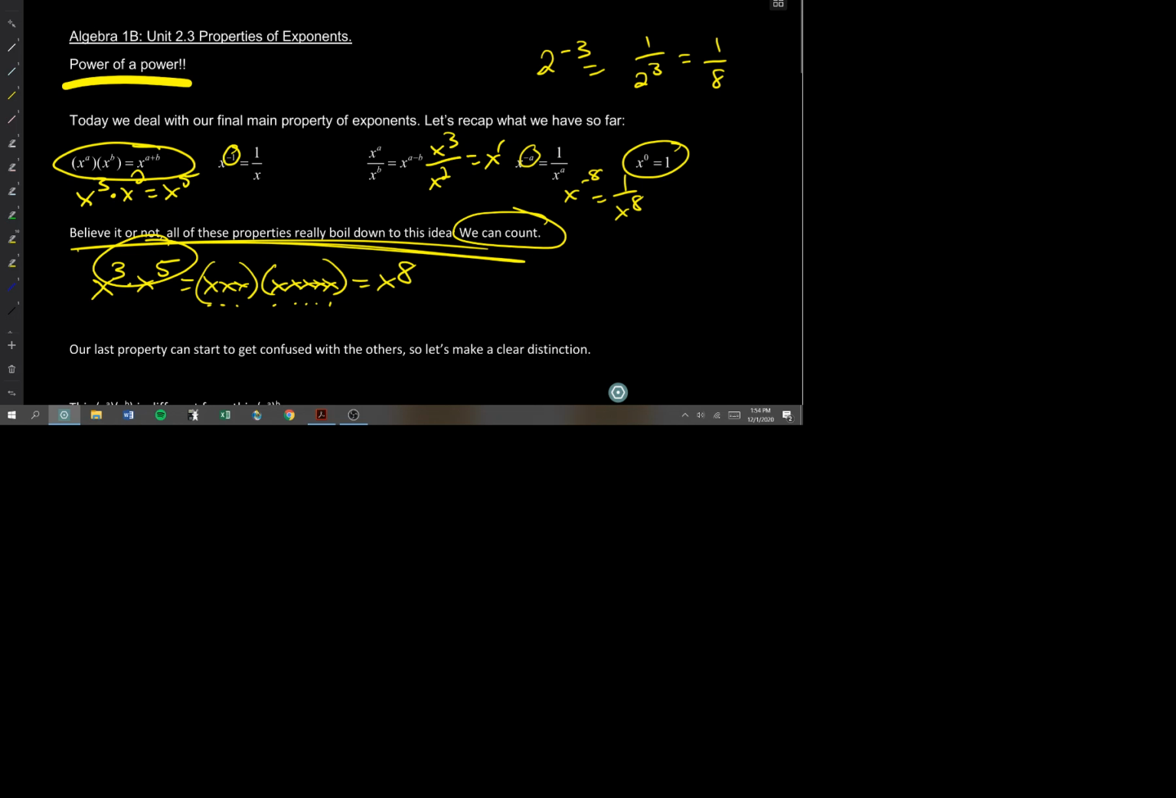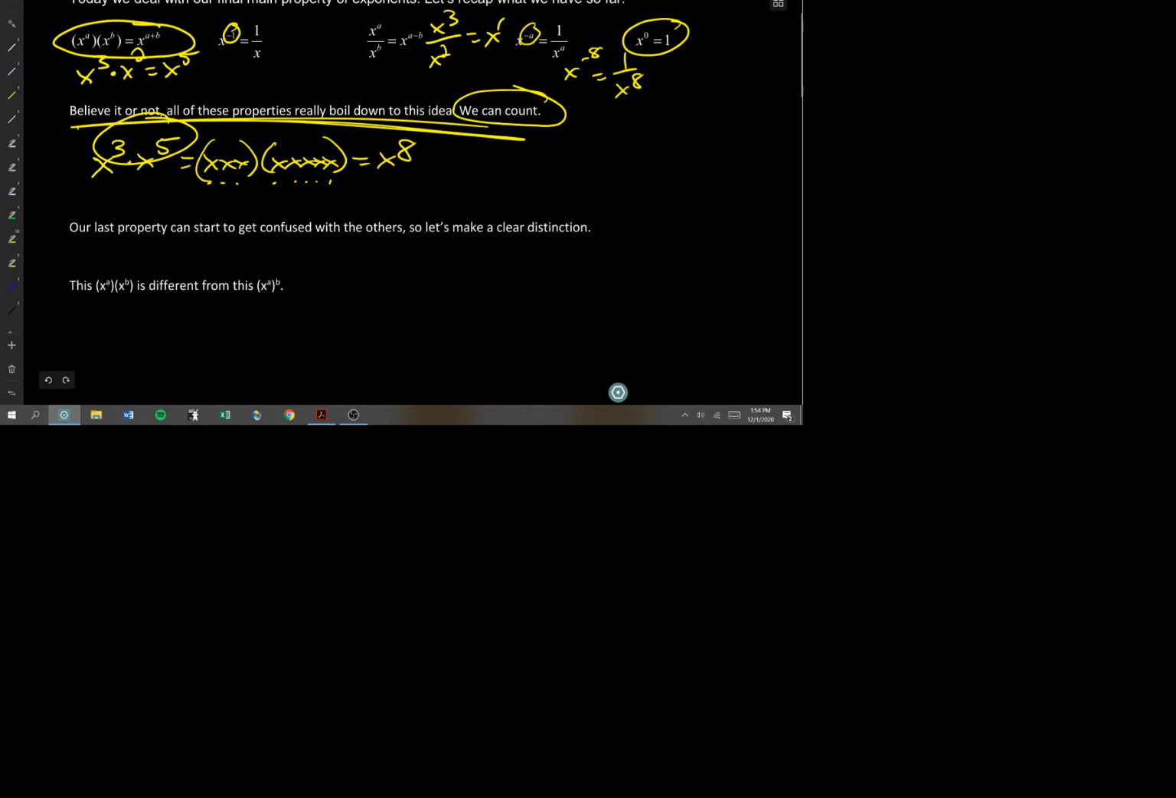Well, this last property is just another layer of counting, but it gets confused with the other ones, so we have to make a really clear distinction. This property we've done, it's when a base multiplies another base of the same sort, right? If x is our base, if 2 x's multiply, you add the powers. This one is different. This is a power of a power on one base. This has 2 bases, this just has 1.